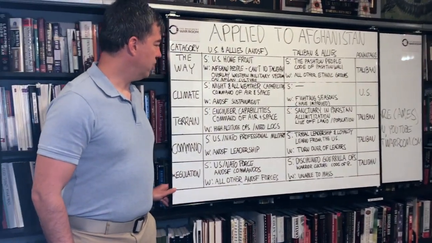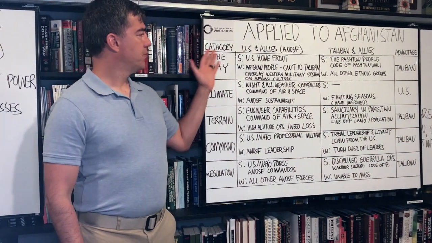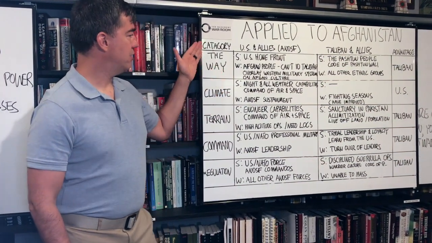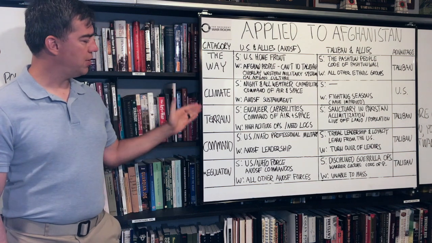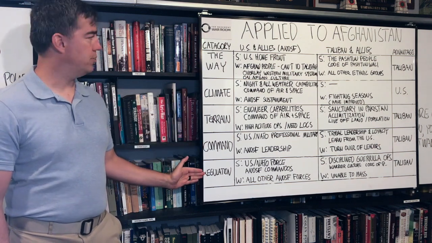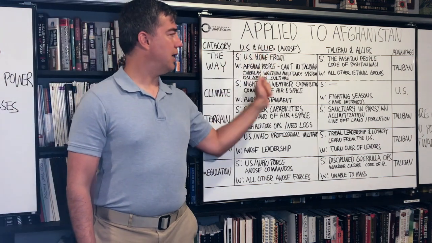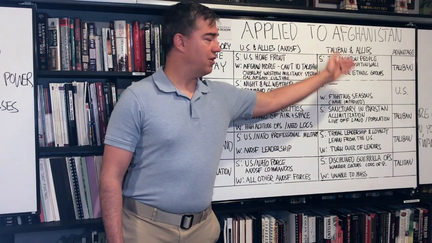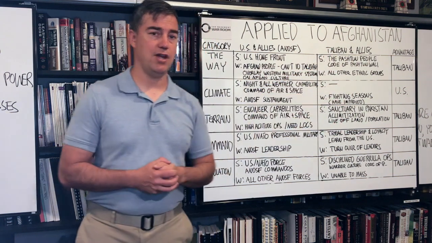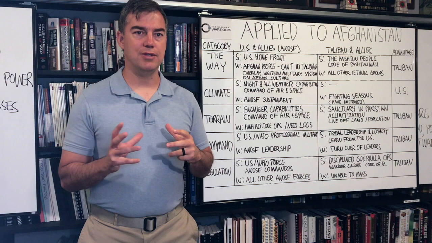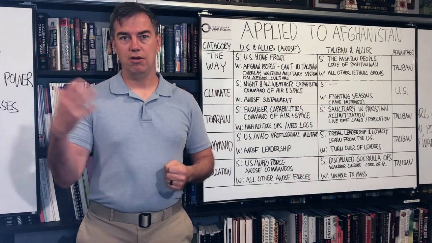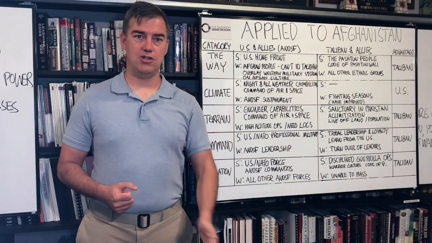So what I have here is Sun Tzu's framework applied to Afghanistan. So category, I've got the way, climate, terrain, command, regulation, U.S. and their allies, Taliban and their allies, and the final category over there is who has the advantage. Now when I first thought about this, I said, hey, U.S. Army, Taliban, advantage, and everything, U.S. Army.